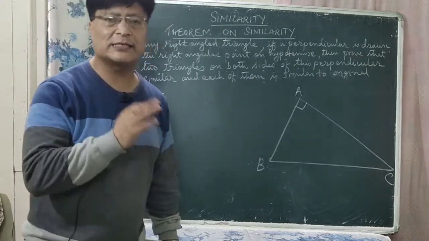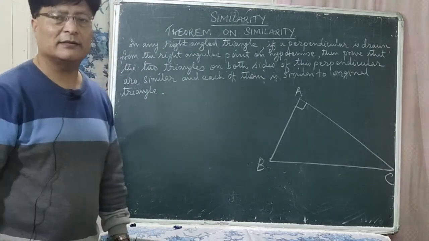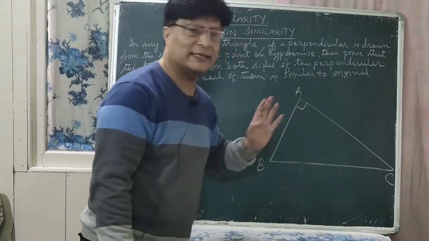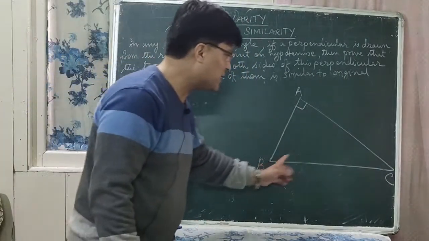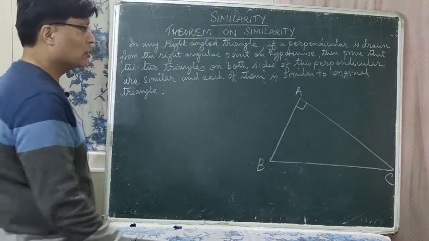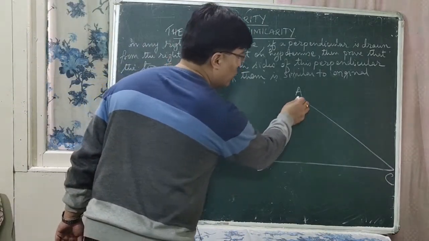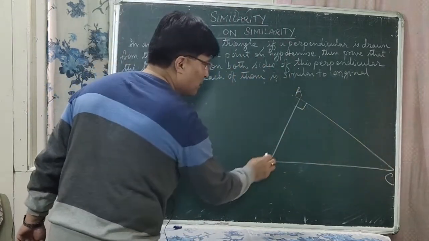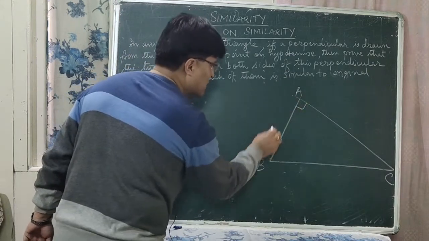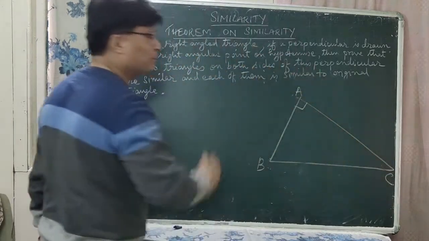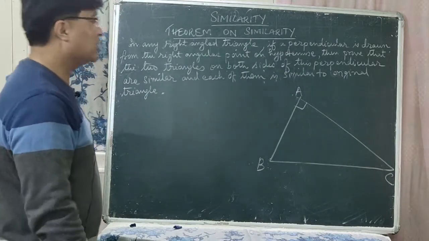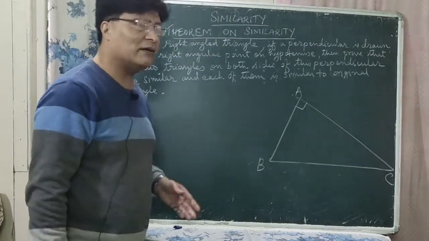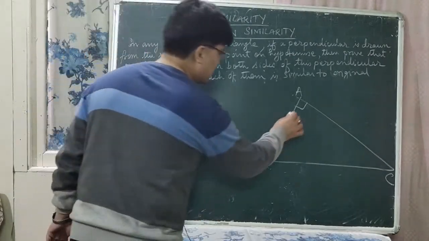It is the greatest side of the right angled triangle. This is the side BC, which is opposite to this 90 degree. So this BC is known as what? Hypotenuse. So either AB is base or perpendicular, or AC is base or perpendicular. If you take AC as perpendicular, AB will be the base, or if AB is taken as the perpendicular, AC will be the base, right? So now from the right angular point, which is the right angular point here? Here angle A is 90 degree, so this is known as right angular point.